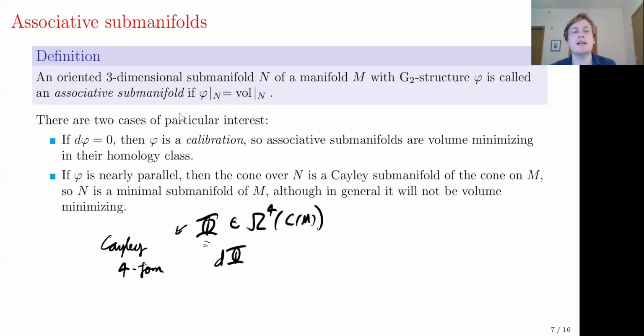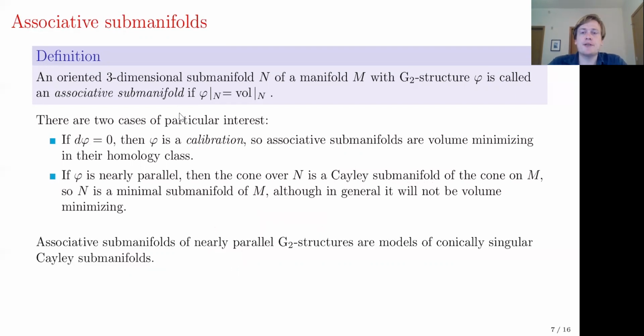So the cone is calibrated by the Cayley 4-form. That's what a Cayley submanifold is. So the cone over N turns out to be a minimal submanifold of the cone on M, and actually that forces N itself to be a minimal submanifold of M. But it doesn't follow that N is going to be volume minimizing in its homology class. So all we have here is that N is just going to be some example of a minimal submanifold of M.